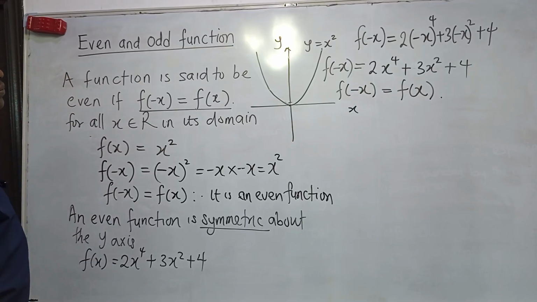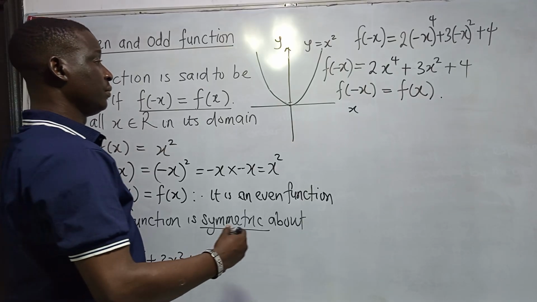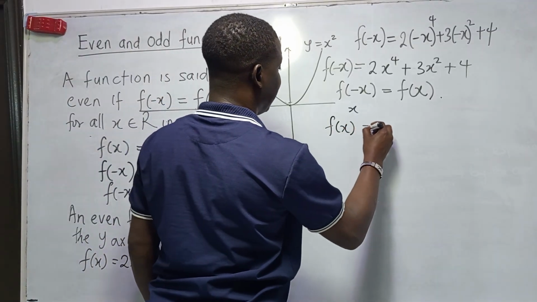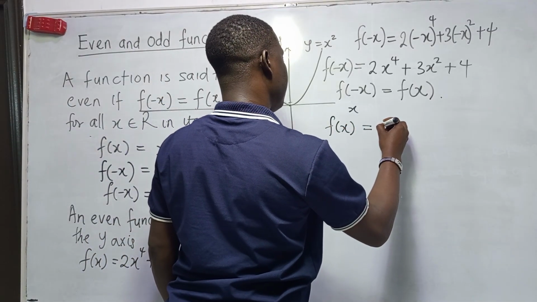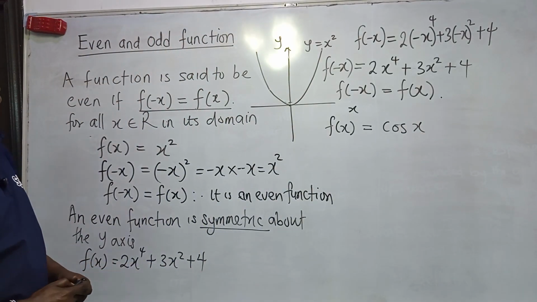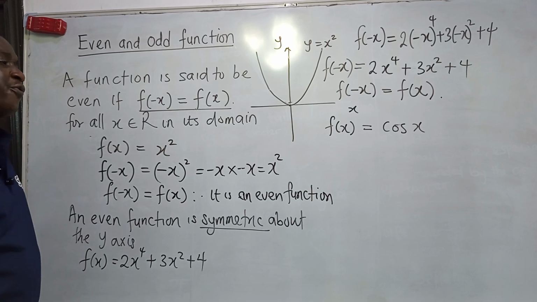Now let us see other examples. If I have f of x given to me as cos x, for instance, cos x is an even function.